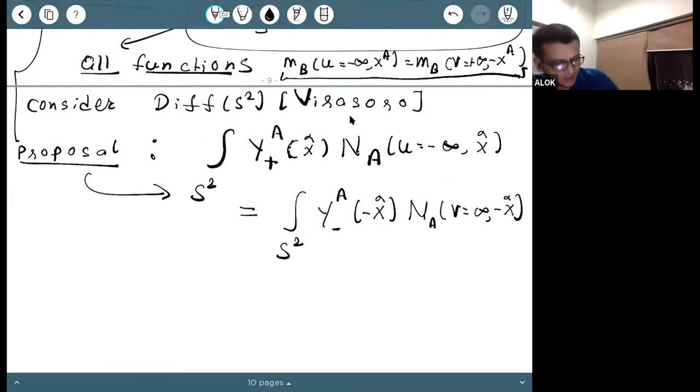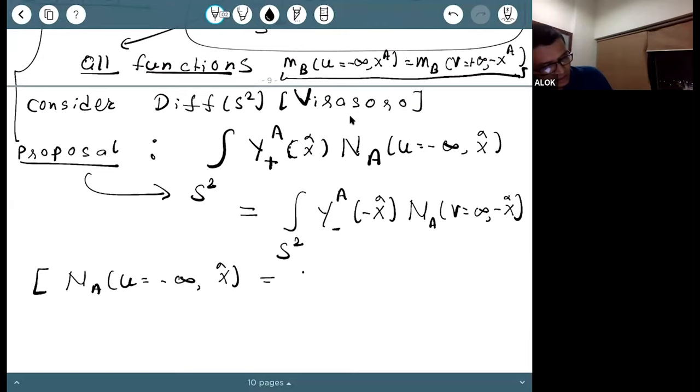Again, as Gabriel mentioned, the essence of this proposal is that the angular momentum aspect is conserved at all angles.